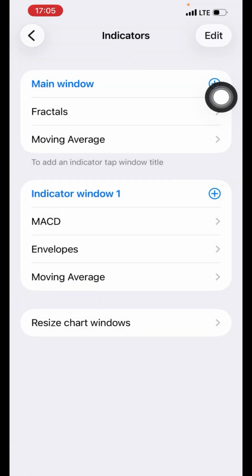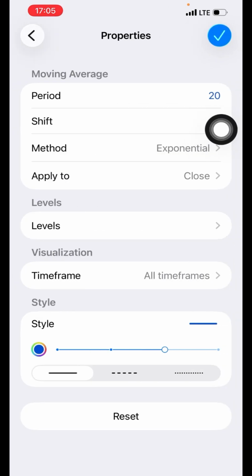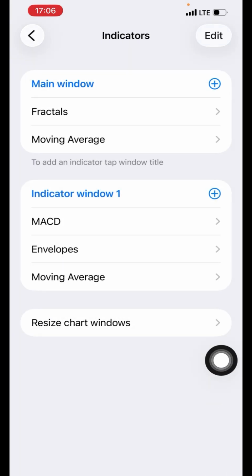Next we have the moving average. For the moving average, you click on the main window plus icon again and search for your moving average. These are the properties for the moving average: the period is 20, shift is 0, method is exponential, apply to is close. The level, you leave as it is. Time frame is all time frames. Now the style is color blue, 3 pixel. You click on done.